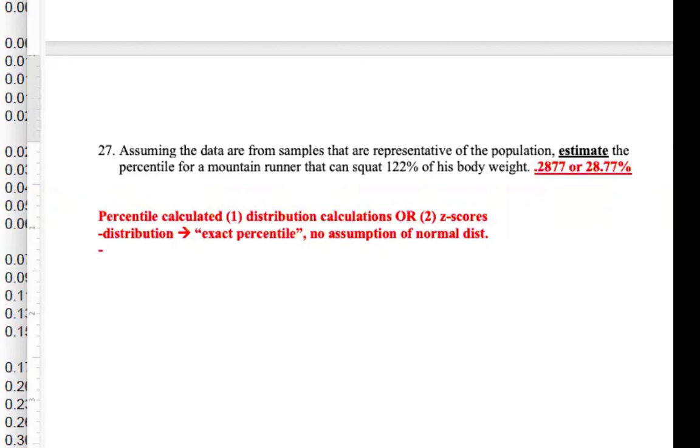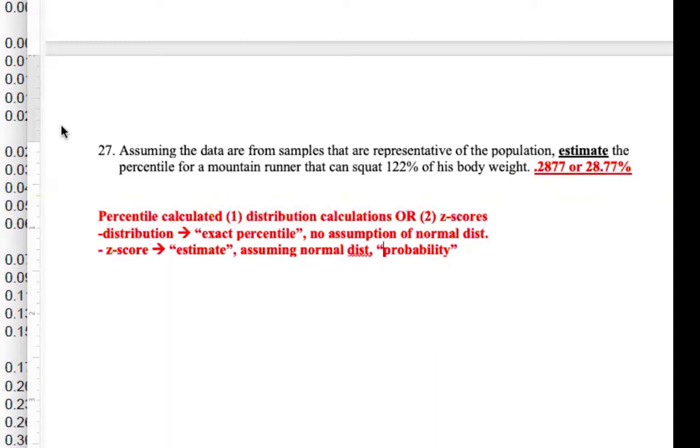We would use Z-scores, however, when we use words like estimate, assuming we have a normal distribution, and this is for if we're working with a sample or a population. Or if I use terminology like find the probability, because we get our percentiles as a probability in the Z-table.